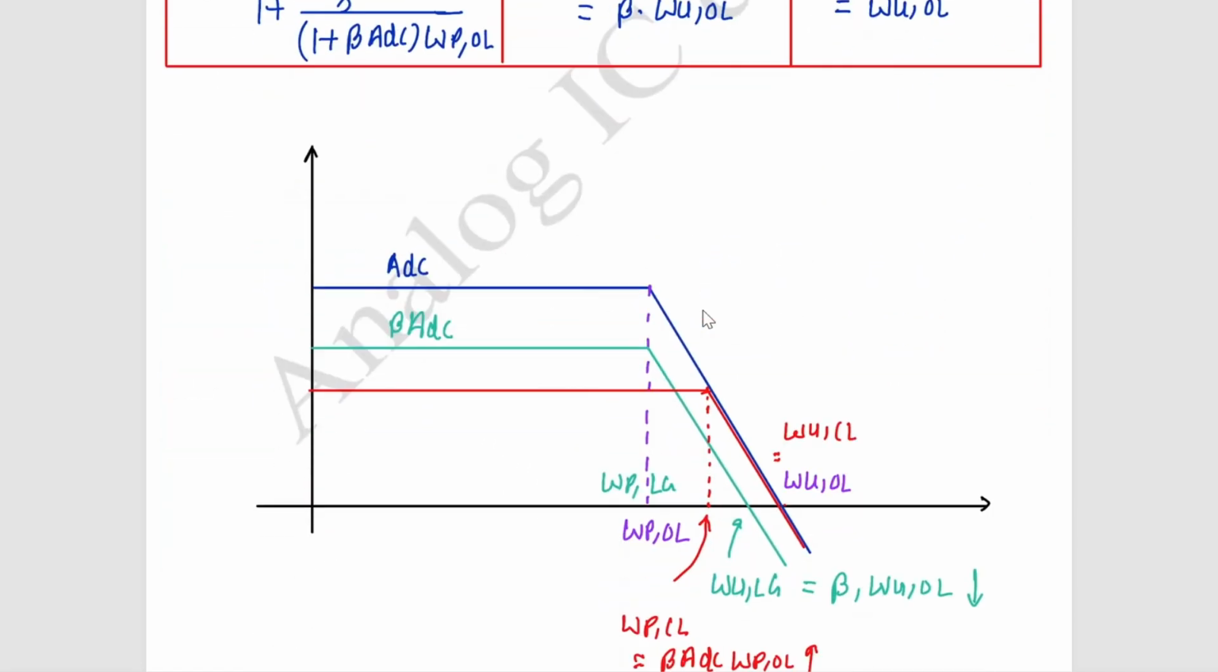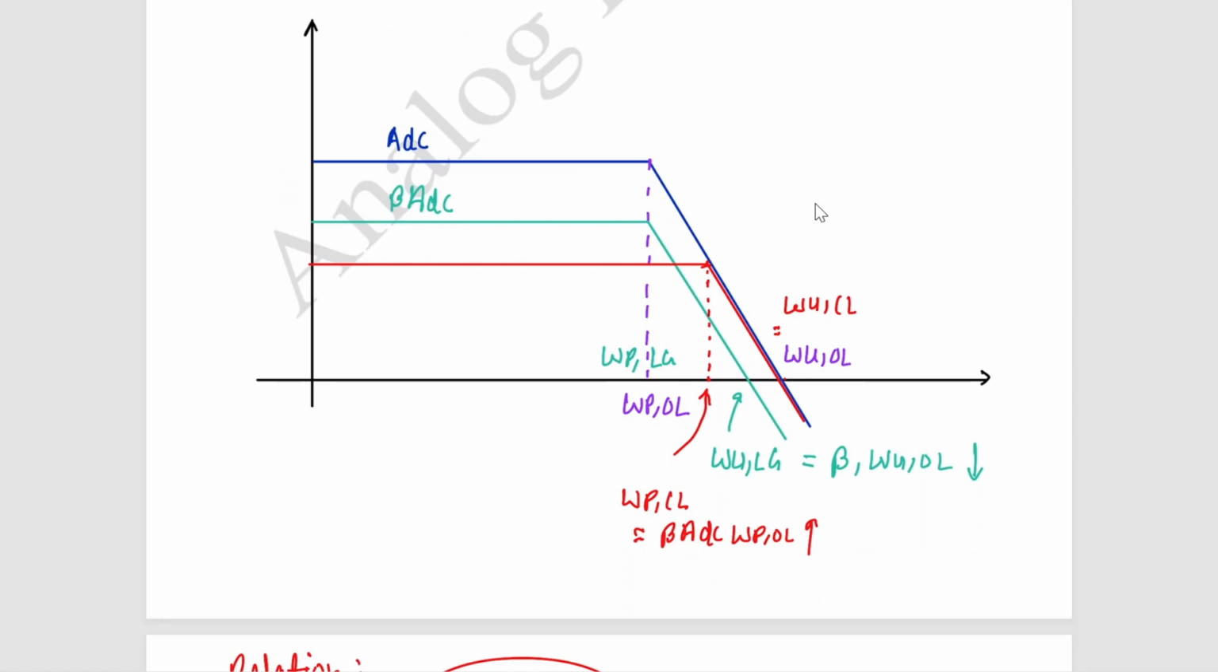Now I have plotted all the curves on the same graph. This one is the open loop system, and the red one is the closed loop system. This part is common for the closed loop system and the open loop system. Because the unity gain frequency is the same and they go down by 20 dB per decade, they must coincide. The crossing point is the same and the slope is the same, so it must be the same line. And this one is the loop gain system. In the loop gain system, our pole is the same. We decrease the DC gain, so my unity gain frequency also decreased.